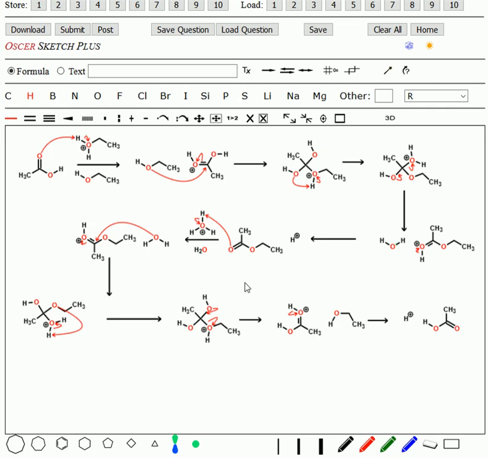If we want to go backwards, we just have to do the same thing. Put it in water. Protonate the carbonyl. Attack with the water. Get our four-coordinate intermediate. Transfer the proton. Get our protonated acetic acid, and lose the proton, and we're done. So that's the sequence, and it works forward or backwards. Very nice.